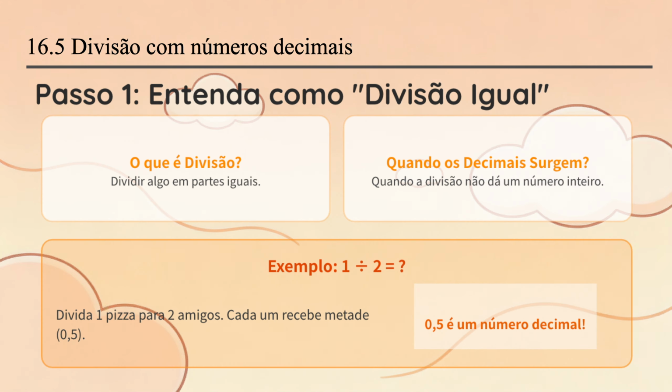Let's start with the most important idea. Division means sharing equally. Decimals are the result we get when we can't split something into whole pieces. For example, if you have one whole pizza and 2 friends, you have to cut the pizza. Each friend gets a part of the pizza, not a whole one. That part is a decimal.